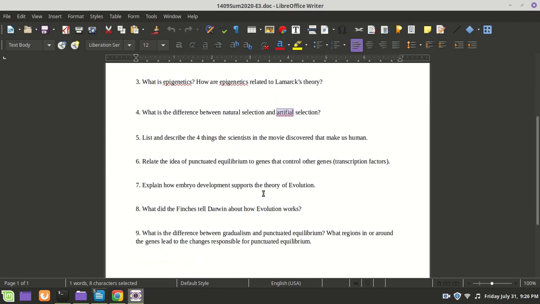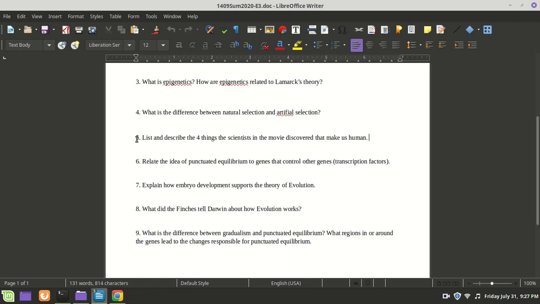All right, number 5, list and describe the 4 things the scientists in the movie discovered that make us human. Now, this one will be double credit. I don't have it listed here as double credit, but this is the big one. This is the one where you had to watch the movie. You had to get to the 4 scientists in the back. You don't have to get their names right. You can use those references. I think I called one the muscle guy and the computer lady and the whatever. You can use those names.